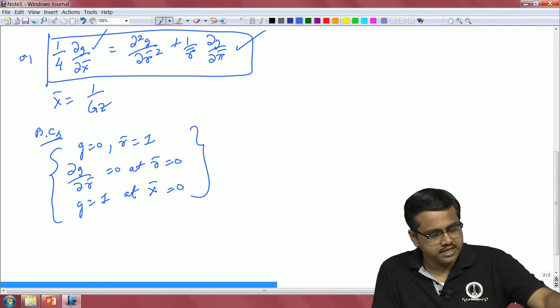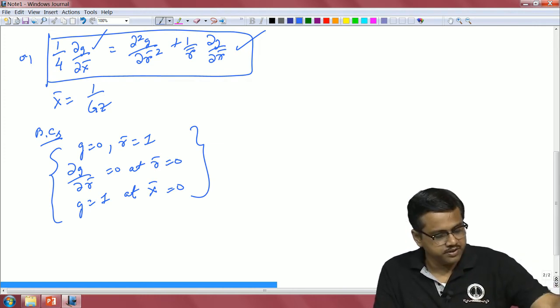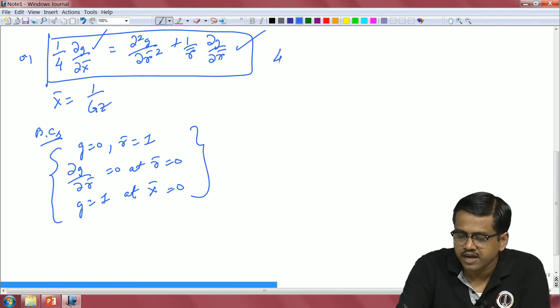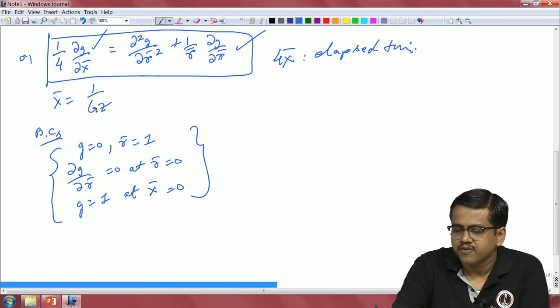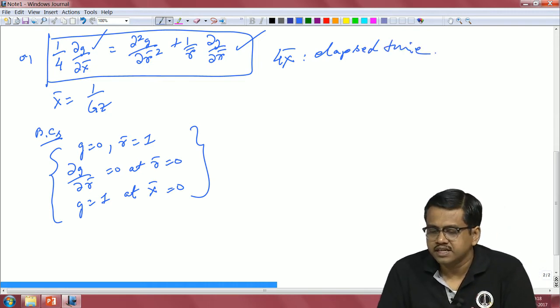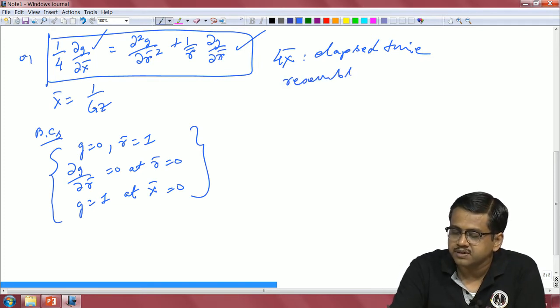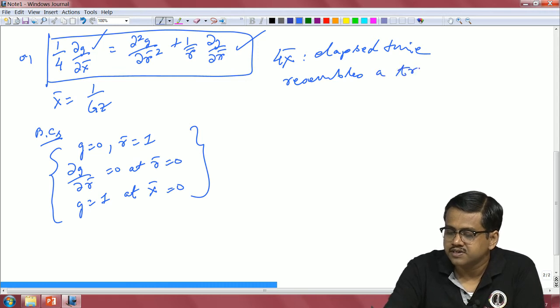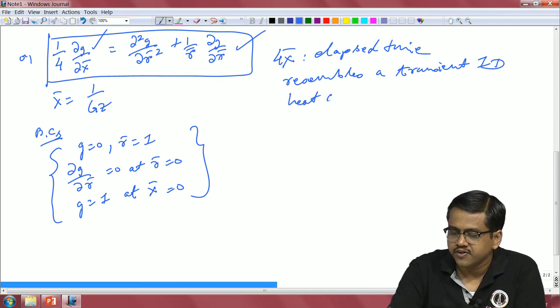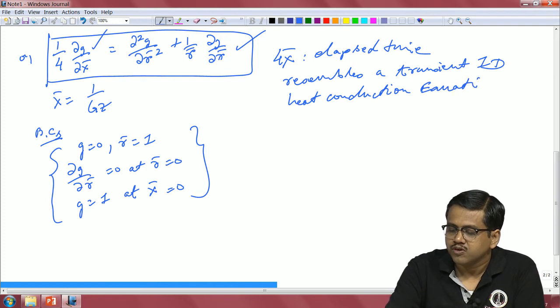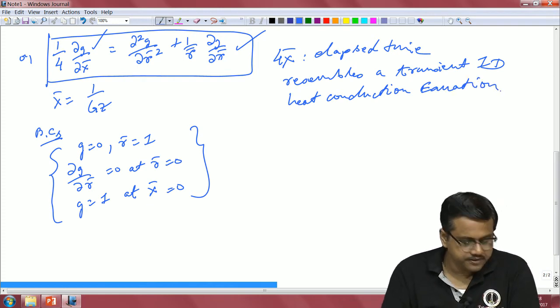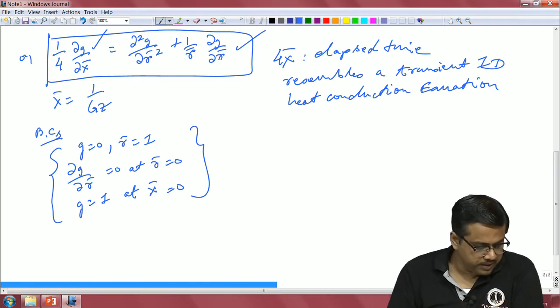So, it is an interesting observation nonetheless, that your 4 x bar is like your elapsed time, got it. So, 4 x bar is nothing but your elapsed time. So, it represents or resembles the transient 1D heat conduction equation. Okay, got it. So, the solution will be kind of similar.